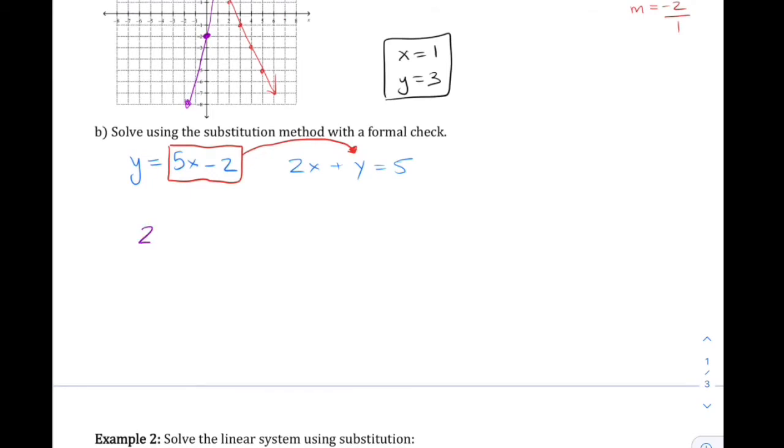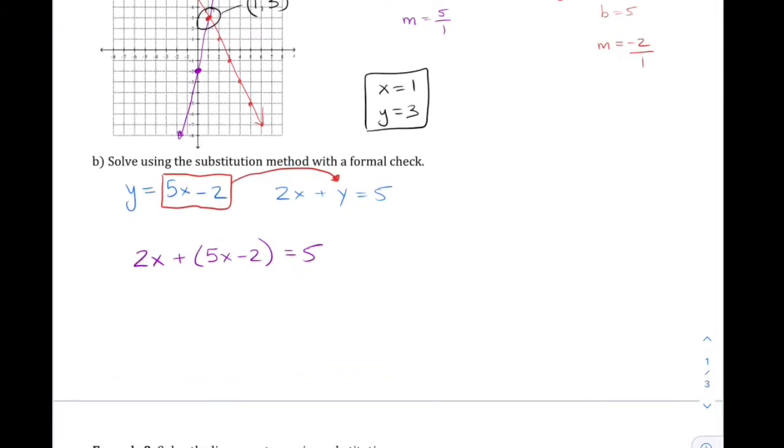So we have 2x plus, well, y is no longer y. We now have 5x minus 2. That used to be y, is equal to 5. So that's that blue equation on the right. Y is no longer there. We substituted the first equation into the second equation for y.